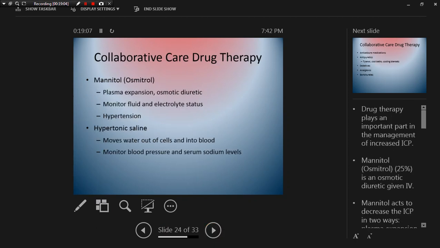So some other drug therapies to consider with patients who have elevations in ICP. Mannitol, Osmitrol is a big one. It's considered an osmotic diuretic. It's also considered a plasma expander. So we're going to give this IV, and it's going to expand intravascular blood volume.